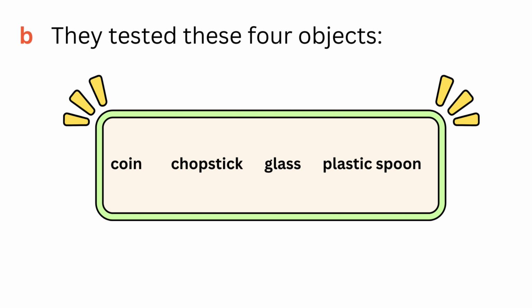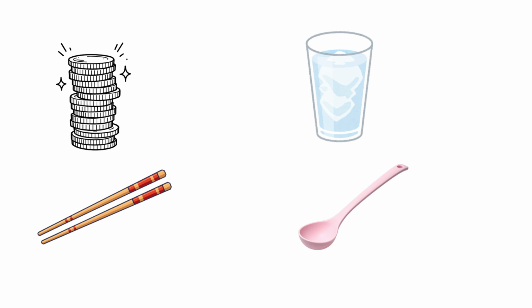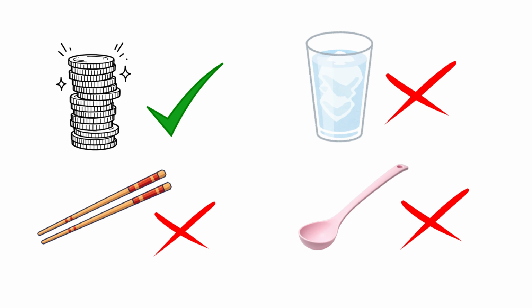B. They tested these 4 objects: coin, chopstick, glass, plastic spoon. Predict which of the 4 objects will conduct electricity and which will not. Put a tick next to the objects that will conduct electricity and a cross next to the ones that will not conduct electricity. The coin is made from metal and it will conduct electricity. The glass will not conduct electricity. The chopstick will not conduct electricity. And the plastic spoon will also not conduct electricity.